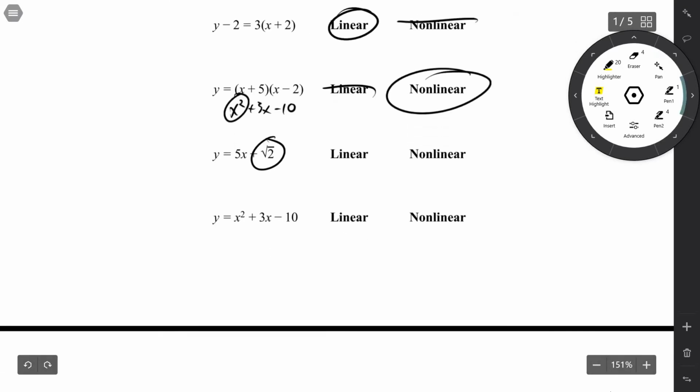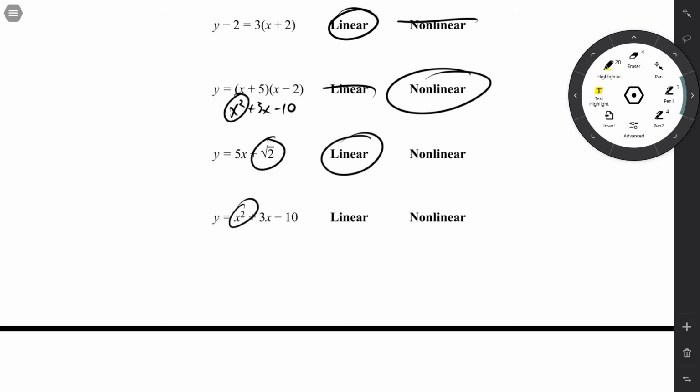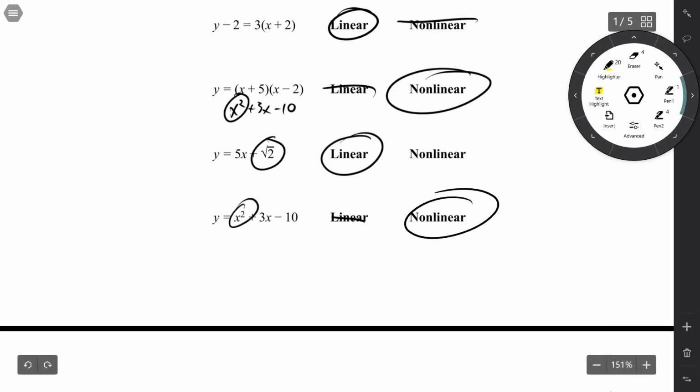This one also tripped up a couple of you. Just because there's a square root in here doesn't really mean anything. This is just telling us the y-intercept is square root of 2. So that's linear. A straight slope. This one, square root of 2, x to the power of 2 would make this non-linear.